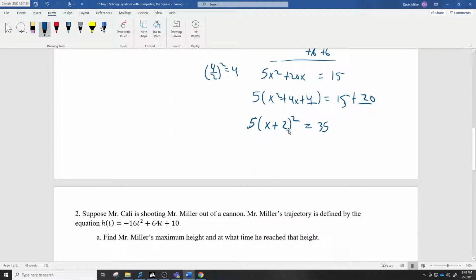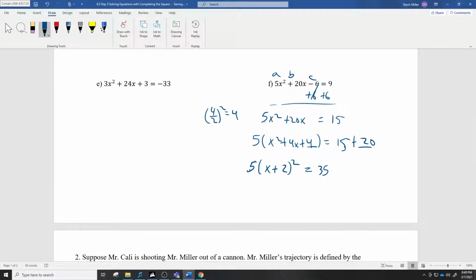But before we do square root, we actually have to get rid of this 5 first. So what I'm going to do is, since I have multiplication here, I'm going to divide by 5. That goes away. So I'm going to get x plus 2 squared equals, oh boy, that's not good, 7. The only thing that's bad for is that we're not going to get a nice number here.